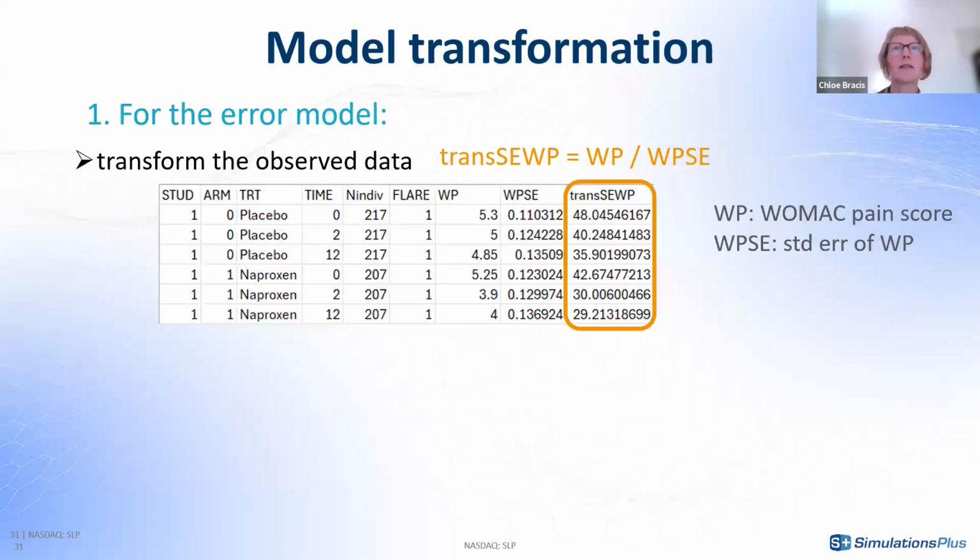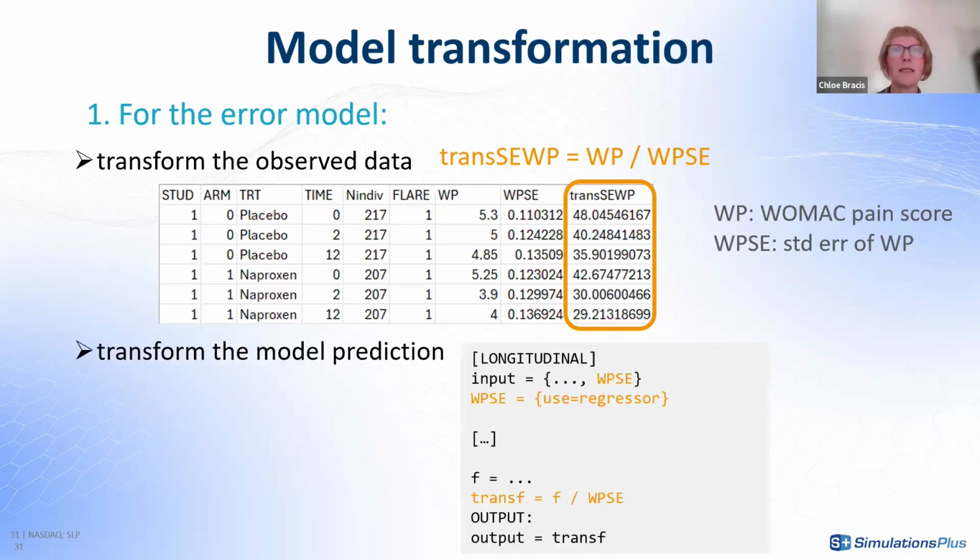And so let's look at what that looks like. So here we have our observed data. So we have our WP, our pain score, and we have our WP-SE, the standard error. And we make a new column that's going to be the transformed observation, where we just take the WP column and divide it by the WP-SE, and we put that as what we can use for our observation. And in the model prediction, we're going to read our WP-SE column in as a regressor. That way we can use it in our structural model.